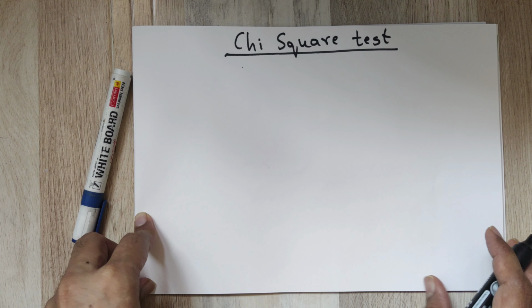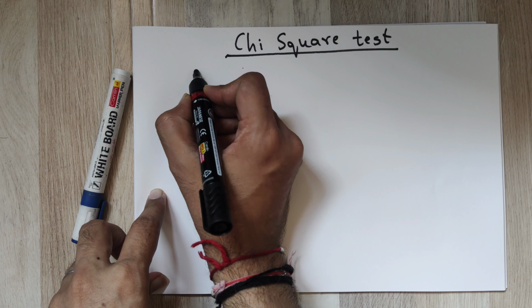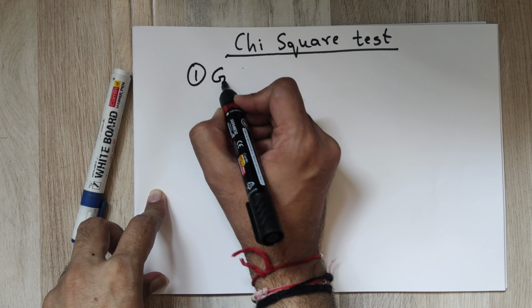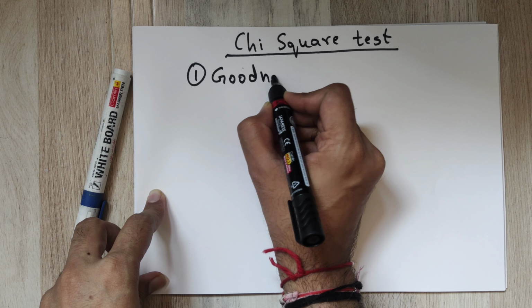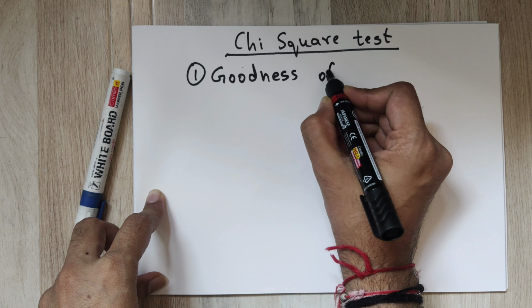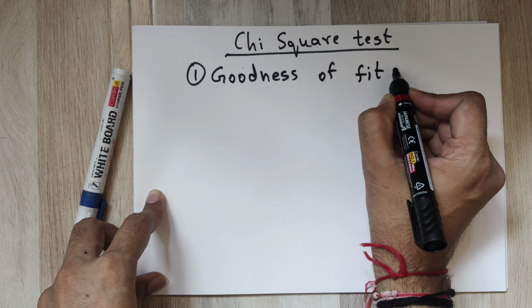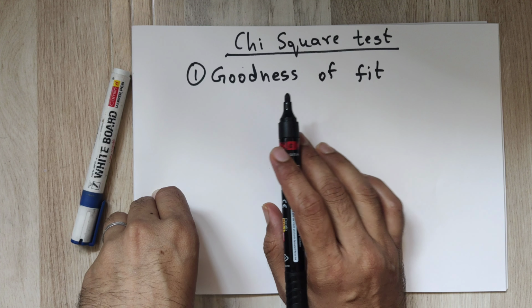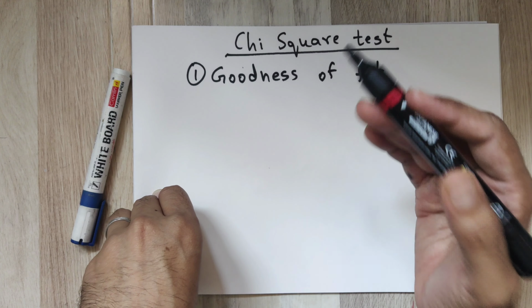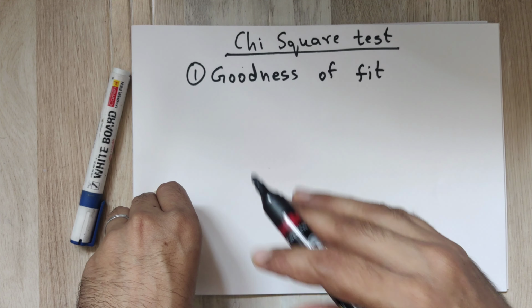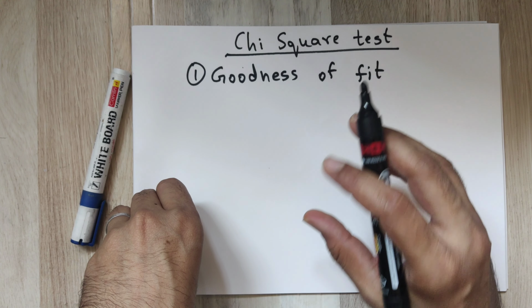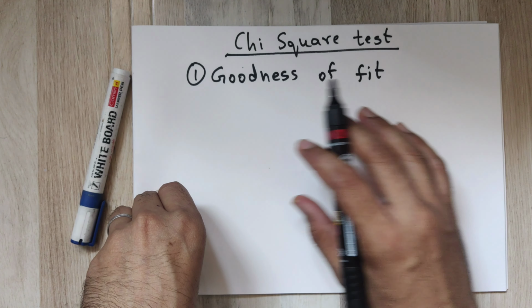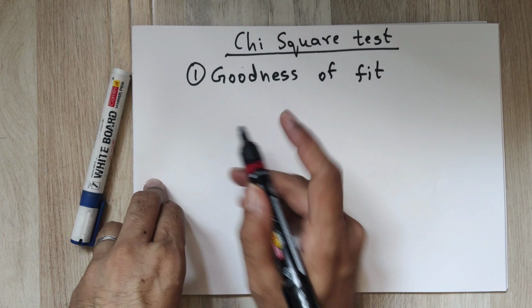There are two more applications for the chi-square test. We can also use the chi-square test for testing goodness of fit. So what we mean by goodness of fit is, if we have a sample given to us and we want to check whether the sample is satisfying the population trend, whether it is following a population trend or not, whether it is fitting the population, then that we can do using a chi-square test.